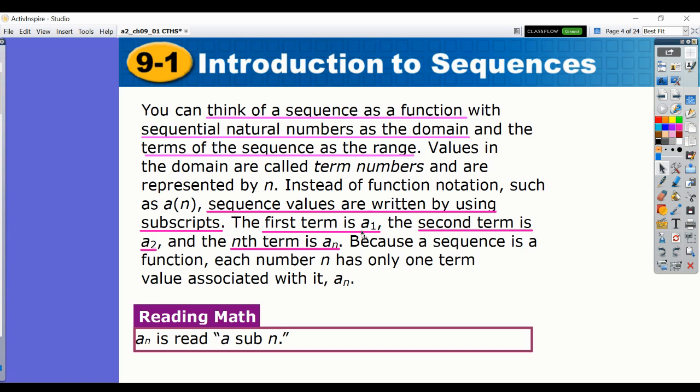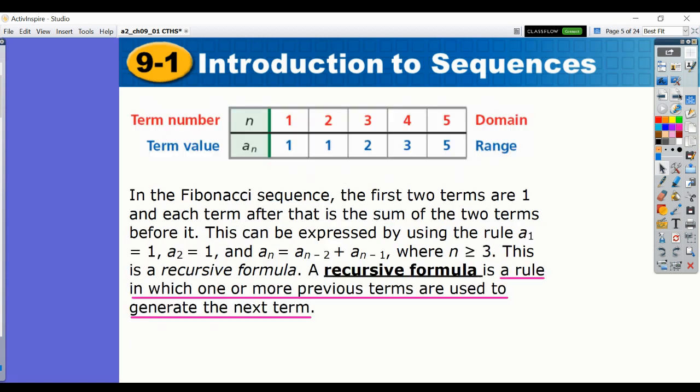The first term would be a1, a2, a3, a4 would be each term. So we can have n number of terms, which is a sub n. And that's how you say it. You say a sub n. That's a subscript notation. So here is a sequence in a table here. n is the term number, so this is term 1, 2, 3, 4, and 5. an, so this is term a1, a2, a3, a4, and a5. So this is your n, this is your an.